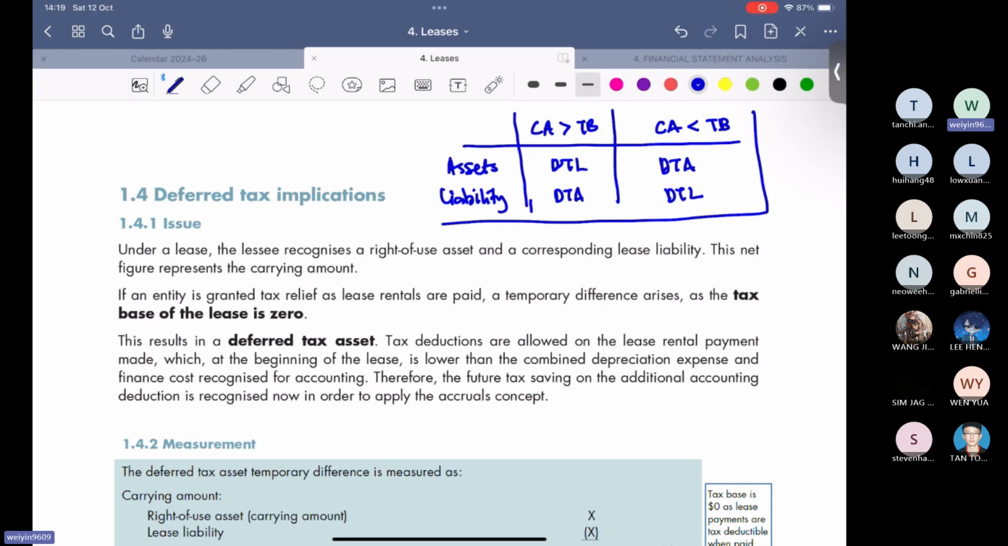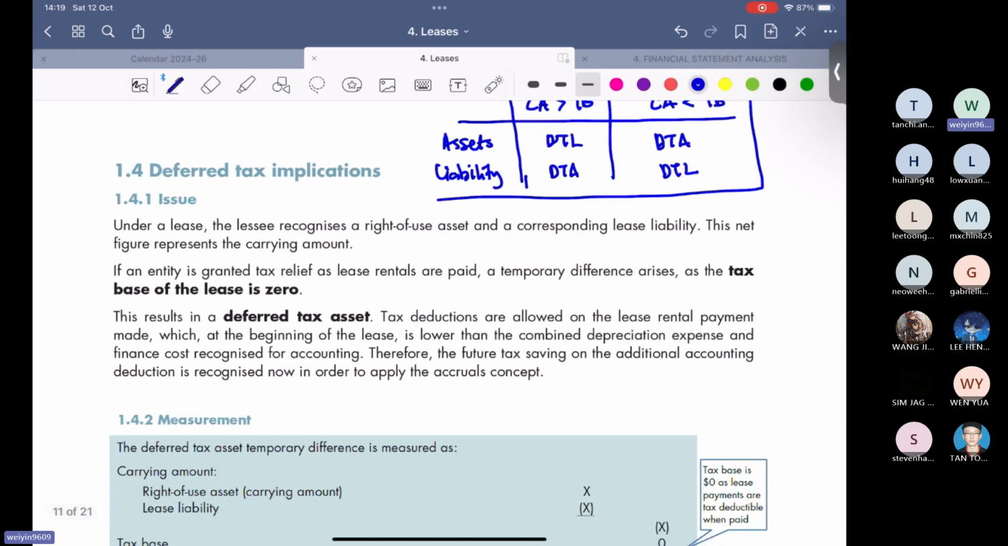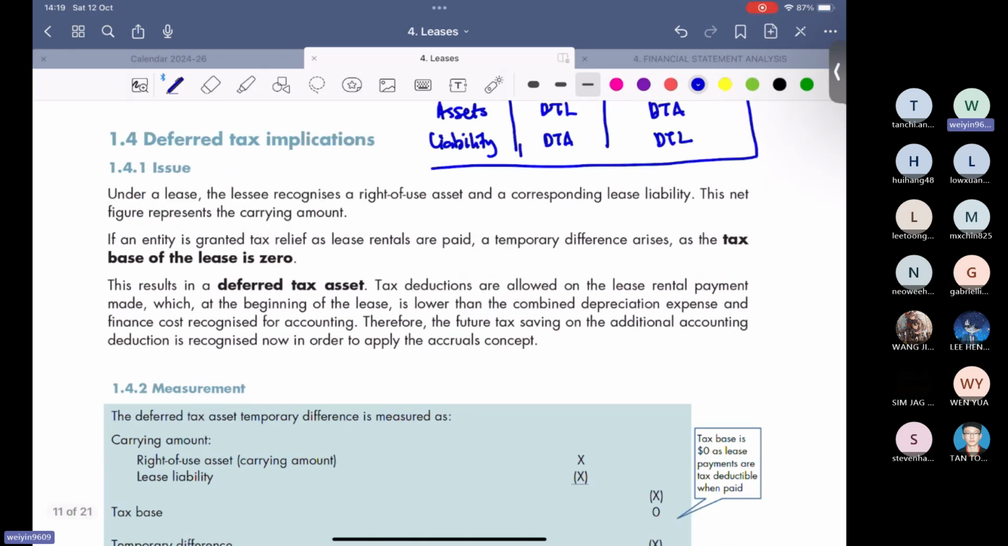So under the lease, the lessee recognizes a right of use asset and the corresponding lease liability. So therefore, we need to go for the net figure to represent the carrying amount. So we only go for one. So if an entity is granted the tax relief as lease rentals are paid, the temporary difference arises as the tax base of the lease is zero.